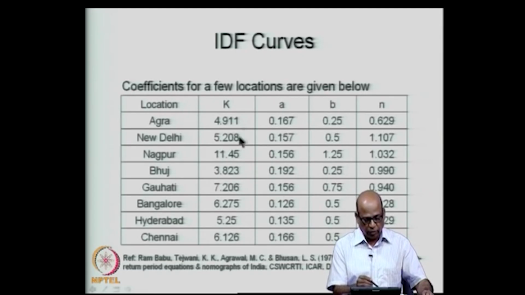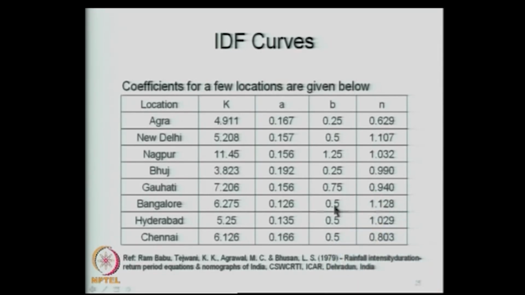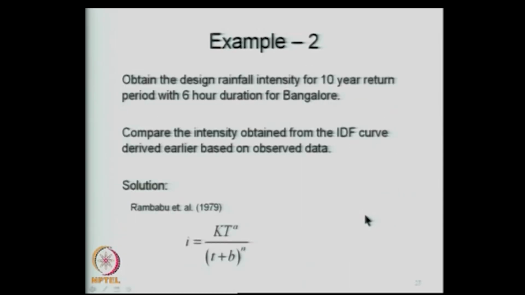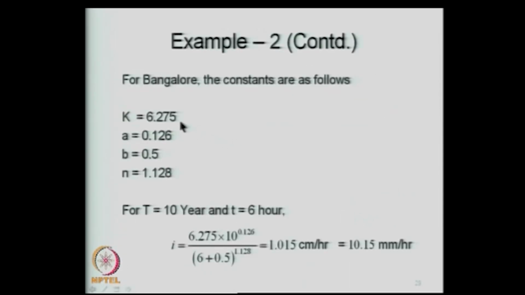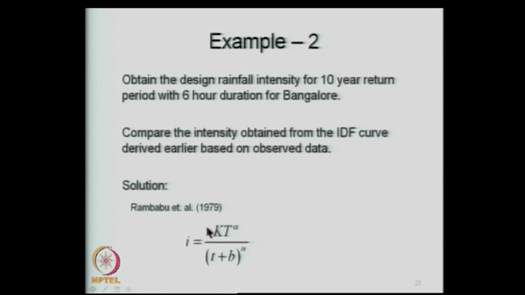So, for Bangalore city these are the values: 6.275, 0.126, 0.5 and 1.128. So, these are the constants that we will pick up for Bangalore city and then apply this. So, k, a, b and n are obtained from that table that I just showed. So, for T equal to 10 years and small t equal to 6 hours, we obtain the intensity using that empirical relationship as 1.015 centimeters per hour. This is the expression from Rambabu et al.